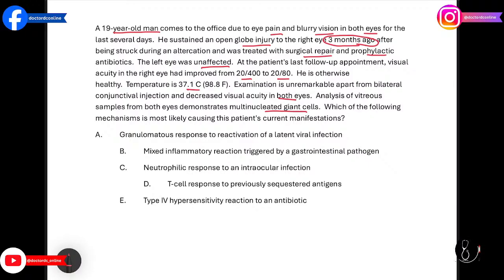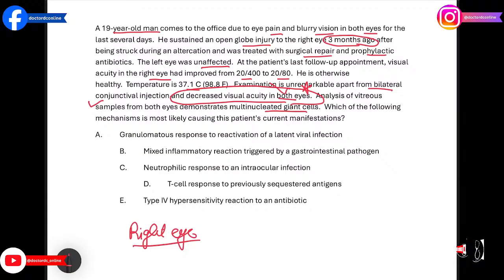The thing is that in this patient, the injury was in the right eye. But now there is bilateral conjunctival injection and decreased visual acuity in both eyes. Last time the injury was only in the right eye, but now both eyes are affected. What will be the mechanism? Granulomatous response, mixed inflammatory neutrophilic T-cell response, or type 4 hypersensitivity.